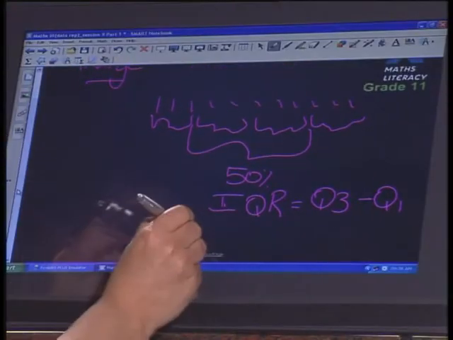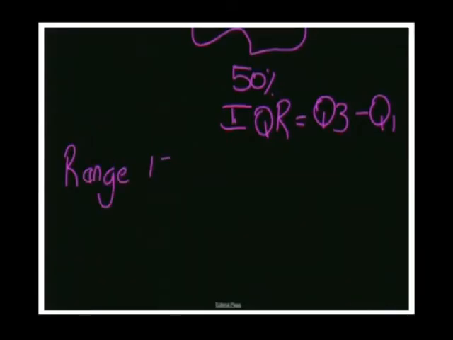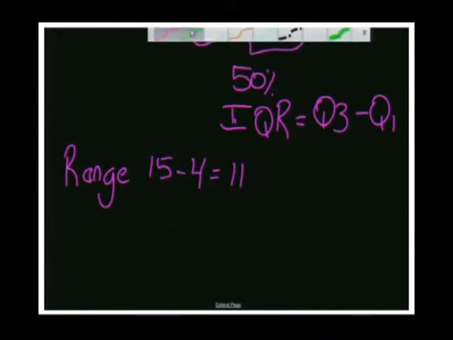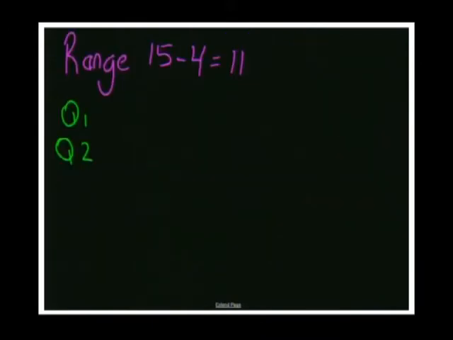Now, while we would use that, let's first go back to our range. In our range that we had earlier with our data, I'm just going to remind you quickly, we had 15 minus 4, which was a range of 11. Am I correct? If we go back a few slides, you will see that. Let's just look at what our quartiles were. We had Q1, Q2, and Q3. Q1 was 7, Q2 was 9, and Q3 was 13, if you remember correctly from a few slides ago.